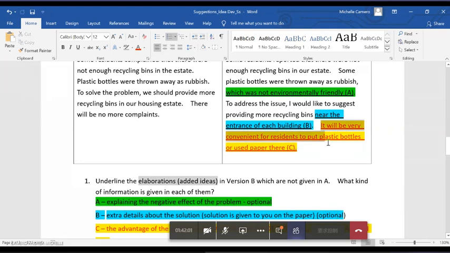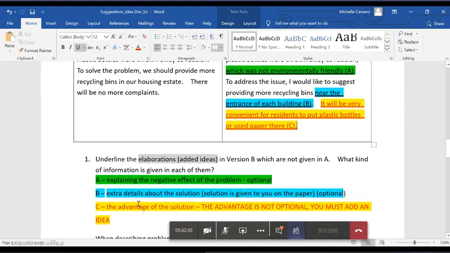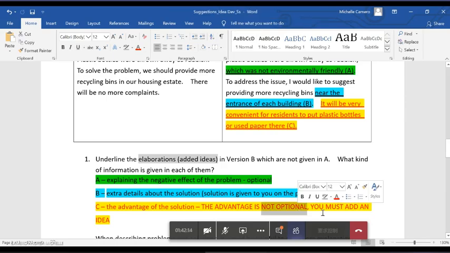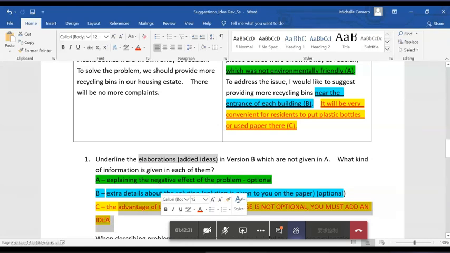Then we have C. It will be very convenient for residents to put plastic bottles or used paper there. What is C an example of? It is the advantage of the solution. The advantage is not optional. You must add your own idea. So when you add extra information about the problem and explain the negative effect, that's optional. If you want to give extra details about the solution that's given to you, that's optional. You must give the advantage of the solution. That is not optional, okay?